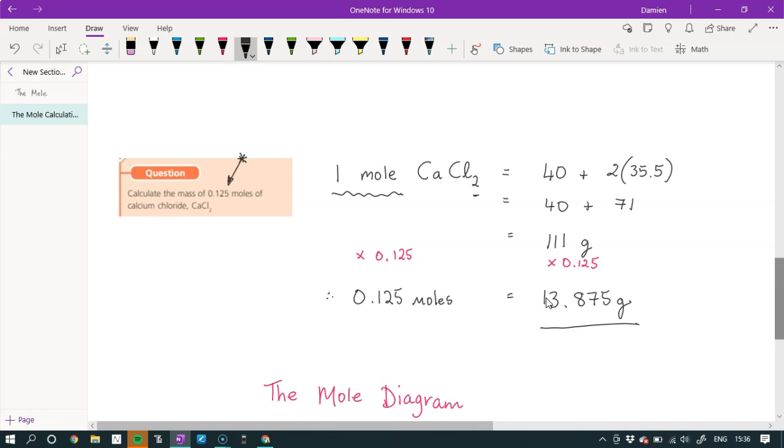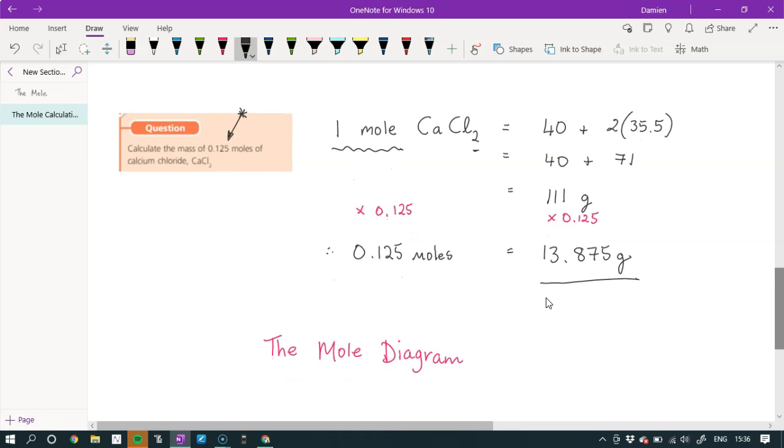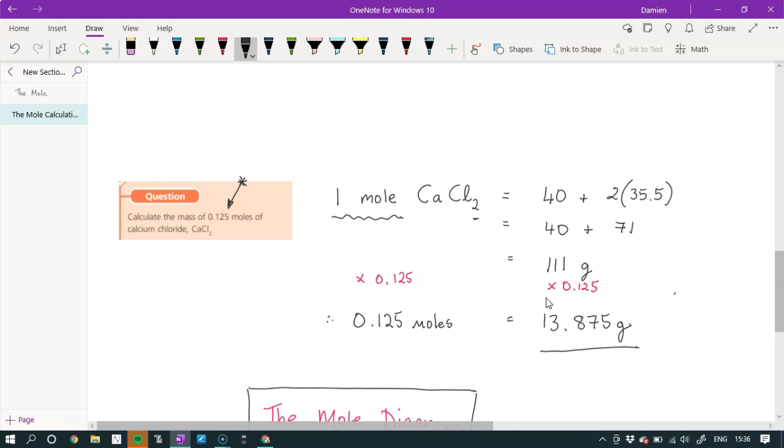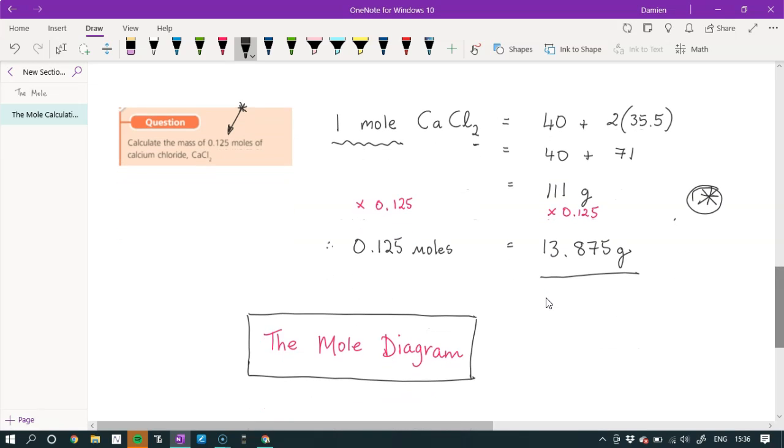So there is a little bit of a quicker way of doing this, rather than working out 1 mole first. We're going to do a thing called the mole diagram. And the mole diagram is a way of condensing all these calculations into an easy to remember diagram. Now, sometimes it's easier to use the diagram. In fact, most of the time it's easier to use the diagram. So why do we do it this way? We do it this way because in some calculations, you may have to work with these type of calculations. So it's handy to know both of them.